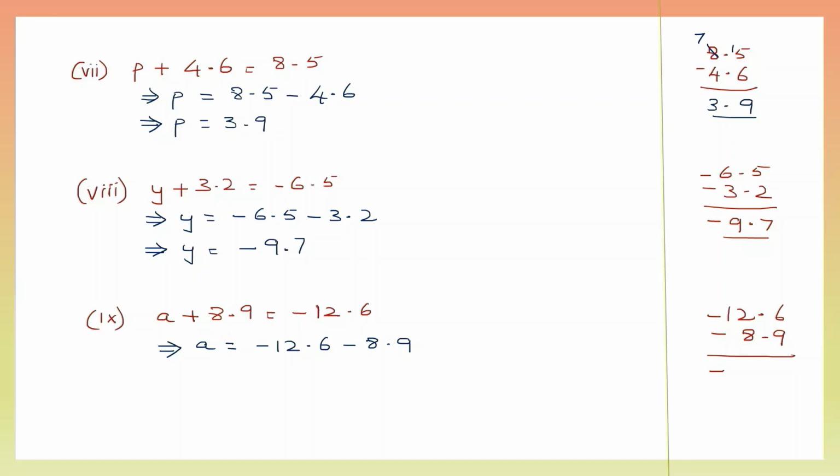So 6 plus 9 is 15. Carry 1. 2 plus 1 is 3. 3 plus 8 is 11. Carry 1. 1 plus 1 is 2. So here we get the value of A to be equal to minus 21.5. We'll move on to the next question.